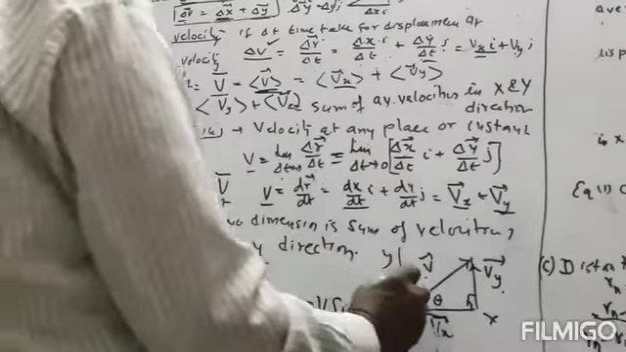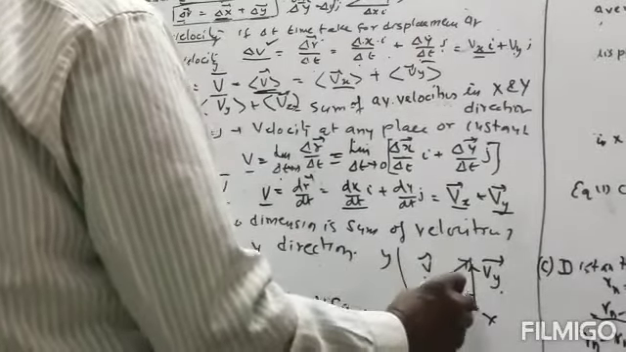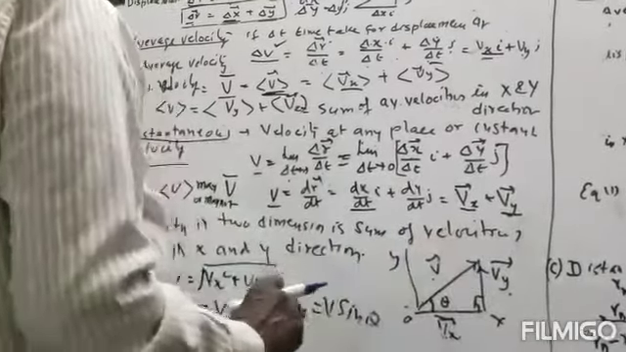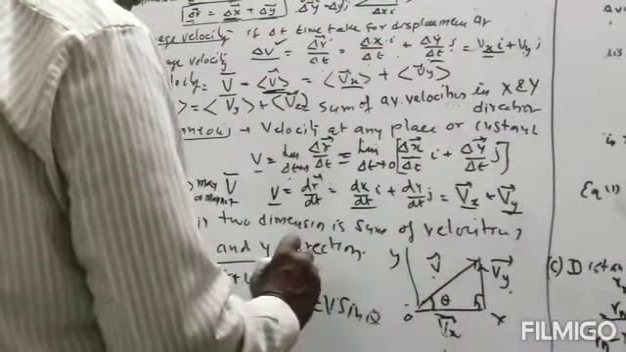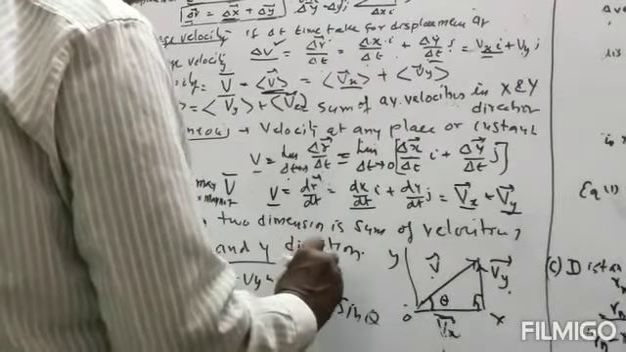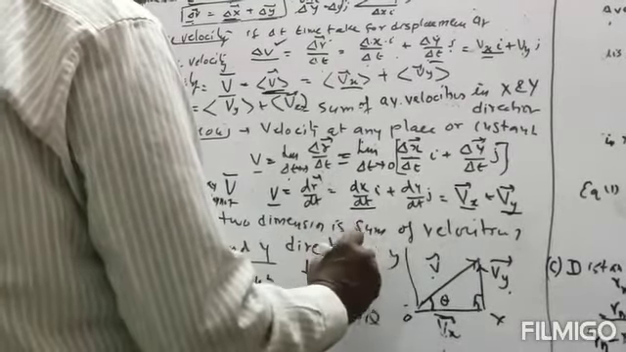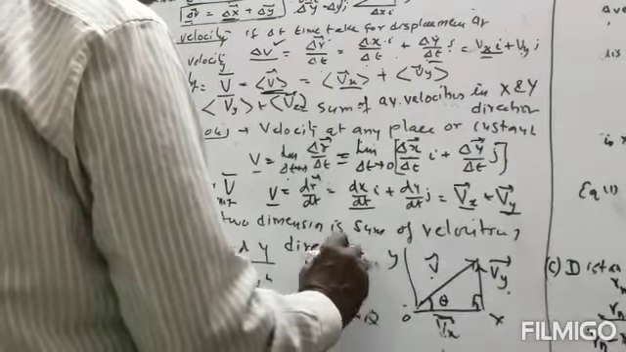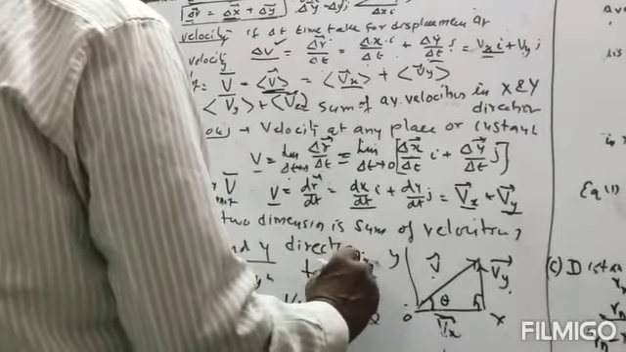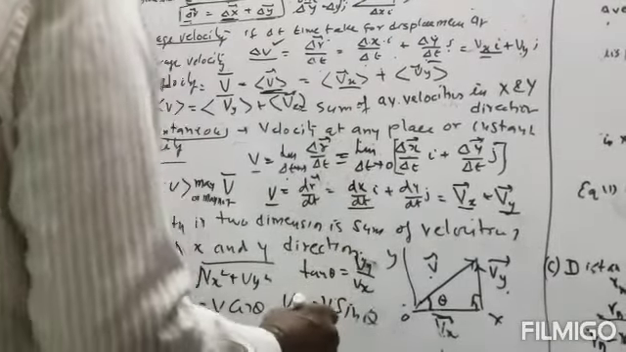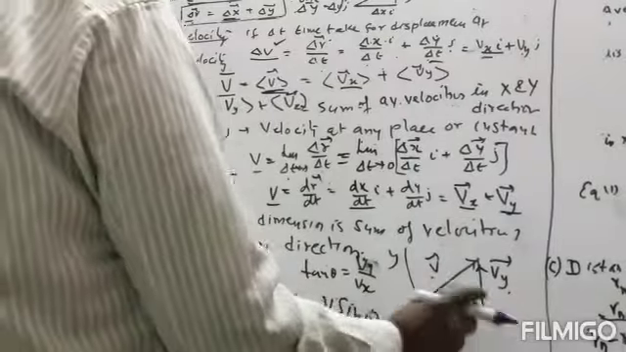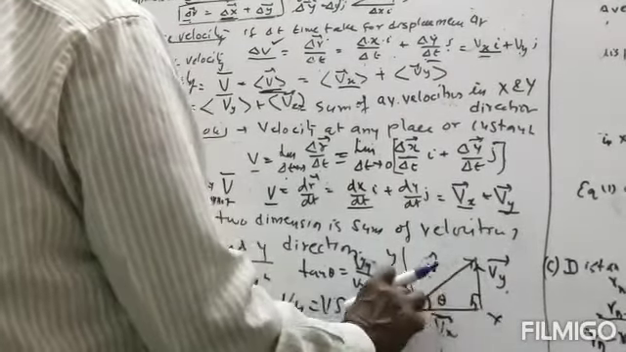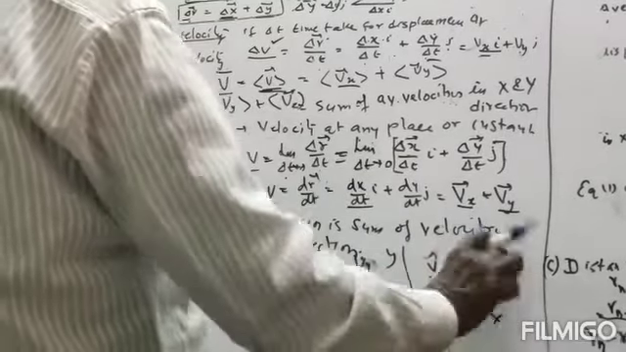Now what will be the angle? Tan theta will be equal to perpendicular by base. So tan theta will be equal to vy divided by vx. We can write vx. What will be vx? vx will be equal to v cos theta. The base comes out as v cos theta, and this becomes v sin theta.